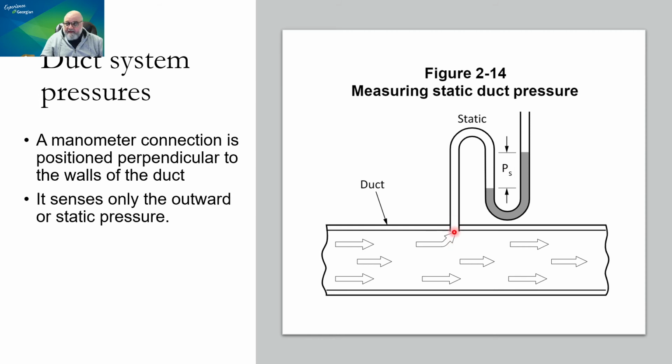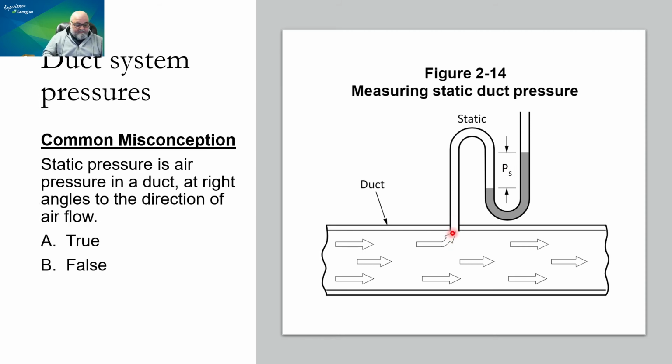pressure. All right? Now, there is a common misconception that you're going to see all the time. It is wrong, but you're going to see it all the time because some things are like fake news, I guess. So, static pressure is air pressure in a duct at right angles to the direction of flow. True or false? I'm going to say it is false.